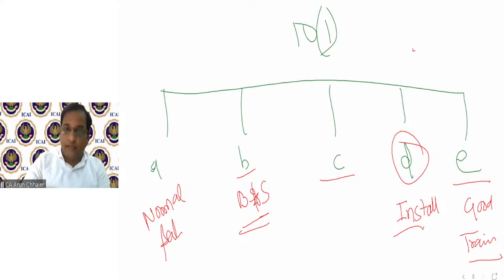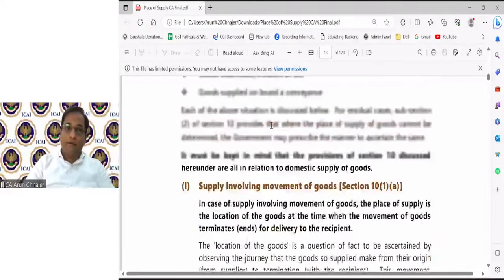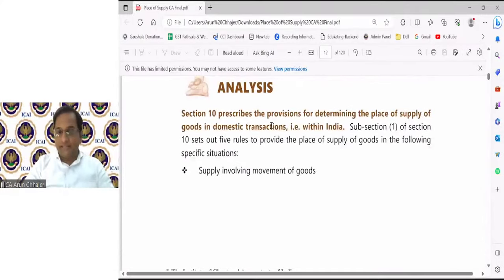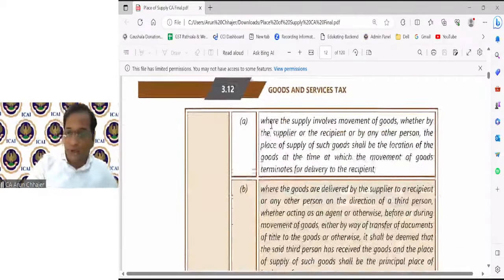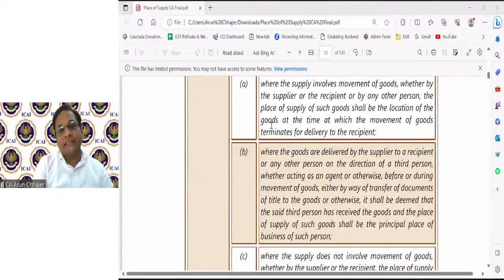Now we are moving to section 10. Section 10, basically, is used to determine the place of the supply for goods in India. It has the following 5 rules. We are reading clause A. When the supply does not involve the movement of the goods, it is covered in clause C, and clause A covers where the supply involves the movement of the goods.